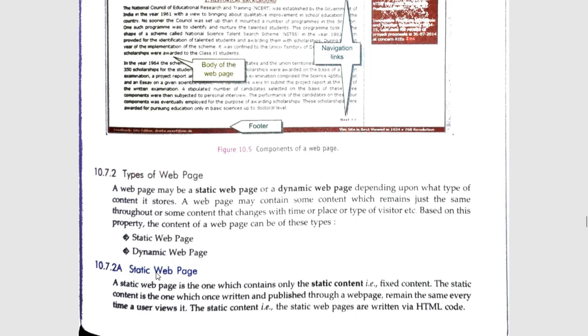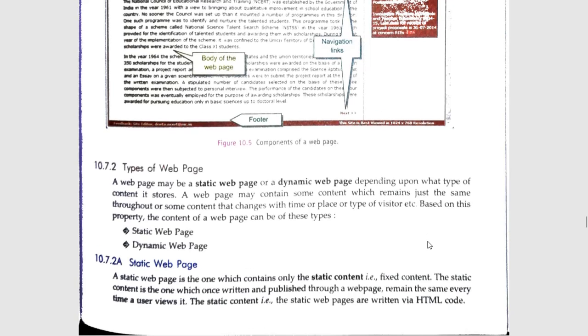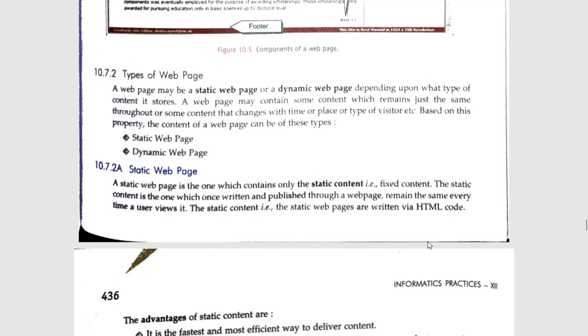Now let's see what is there in the static web page. A static web page is the one which contains only static content, that is the fixed content. Static means which is fixed. So if the content of the website or the web page is fixed, it will be considered as a static web page.